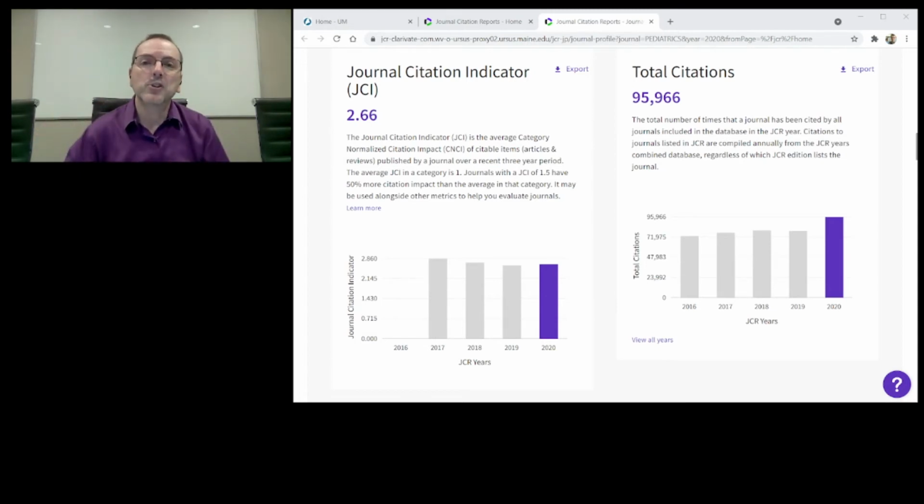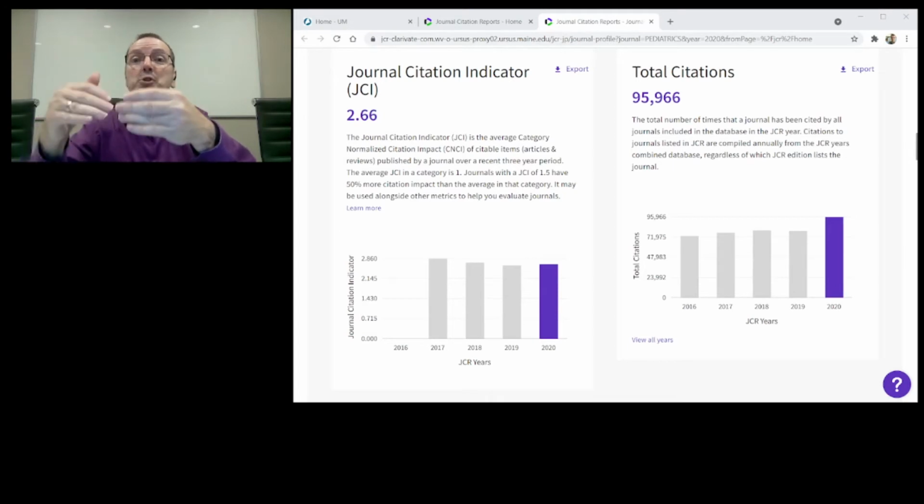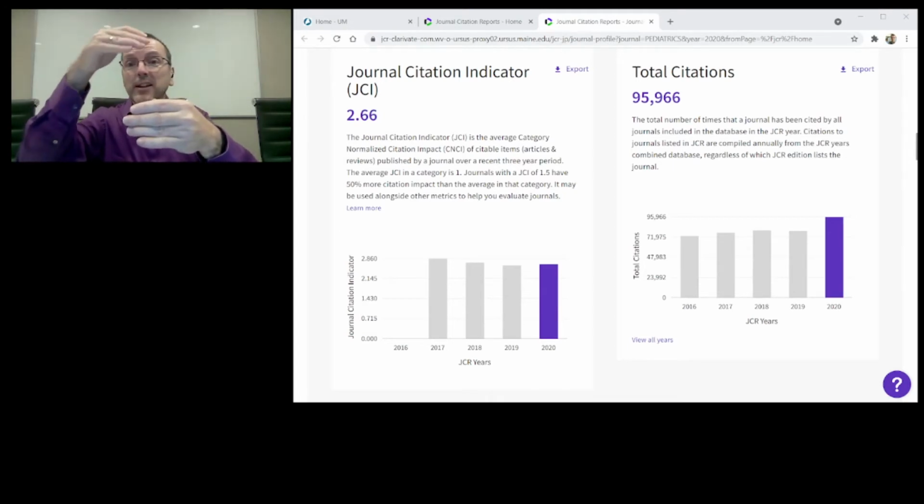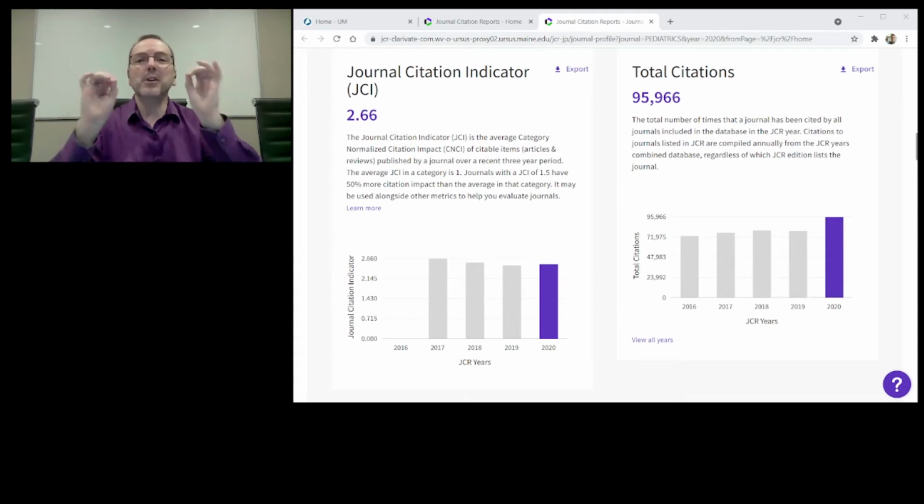So a journal citation indicator of 1 tells you that the number of citations in a 3-year period is exactly what you would have expected. So it's right, they're the same number. How many did you expect? And you got exactly that number of citations. That gives you a journal citation indicator of 1. It says that you're right on the average. You're getting the average number of citations that you would have expected.